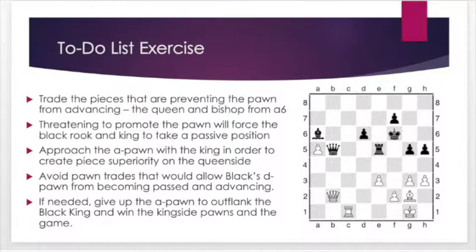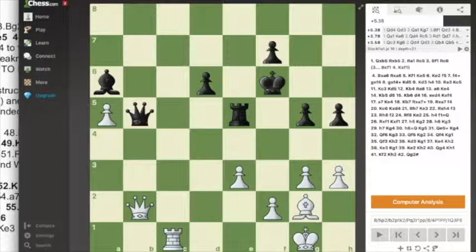Remember that we have 4 objectives and potentially a 5th as a fail-safe. We're going to trade the pieces blocking the a pawn from moving. We're going to back the pawn up with the rook and threaten to continue to push it unless the other rook plays defense. We're going to bring our king up to assist the pawn and the rook to create local superiority, and then depending on what the king does, we can either advance the a pawn or we can allow the a pawn to fall and then backtrack and gobble up all of the kingside pawns. So let's see how this works.